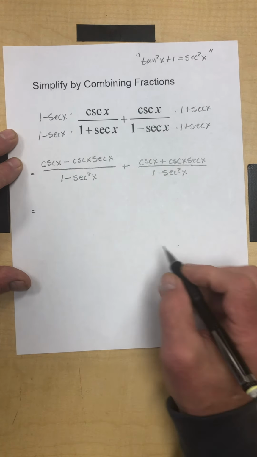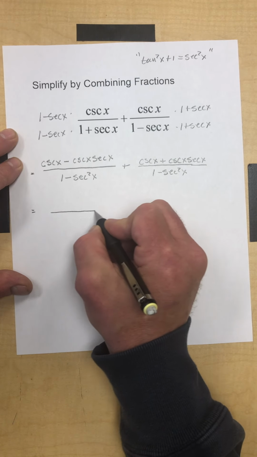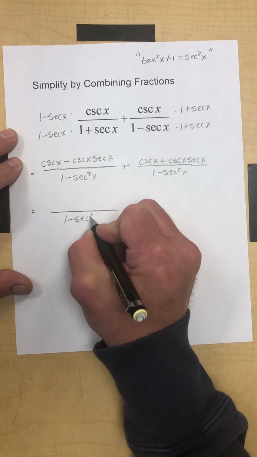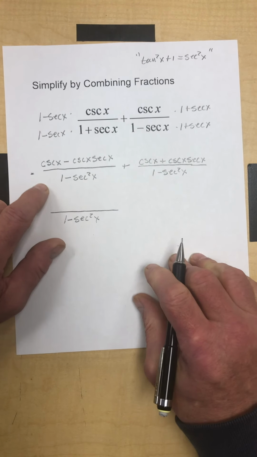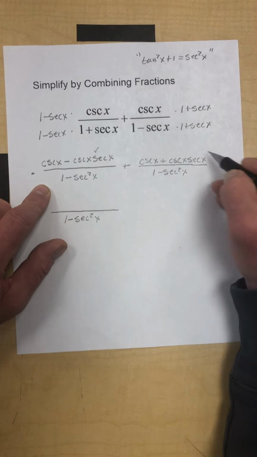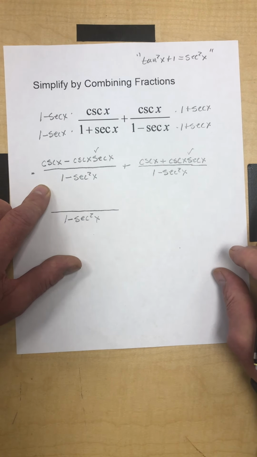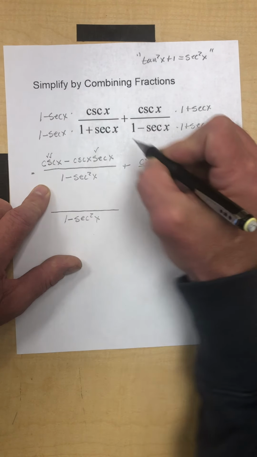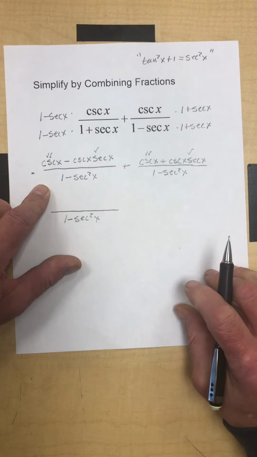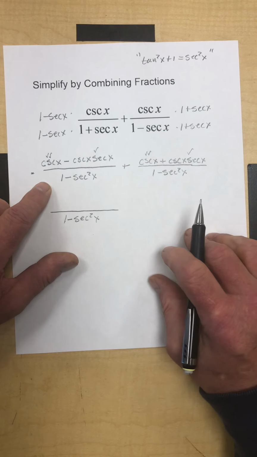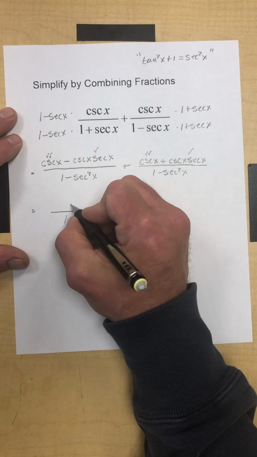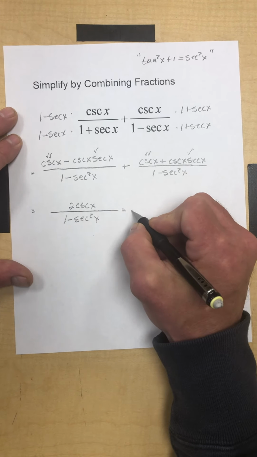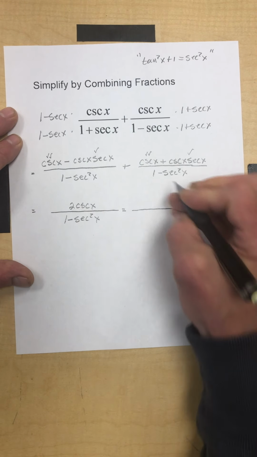Okay, I combine everything over the same denominator, which is 1 minus secant squared of x. Now let's see what we got here. Notice this guy right here is similar with this guy, and they're opposite, so they cancel each other out. And notice this guy and this guy are similar as well. They're not opposite, so we can combine them, and that'll give us 2 cosecant of x. So let's see what I can do with this denominator here.